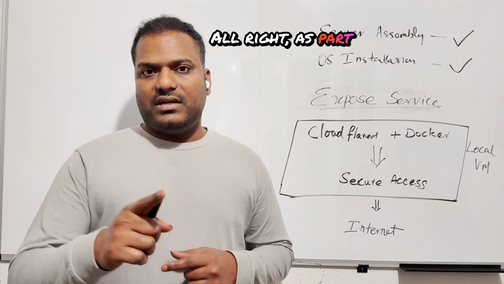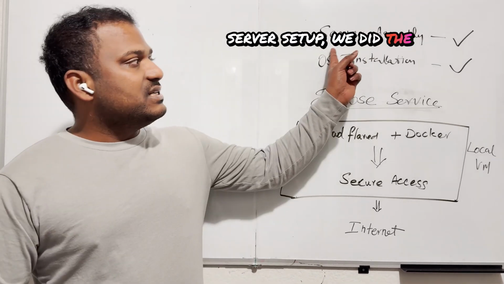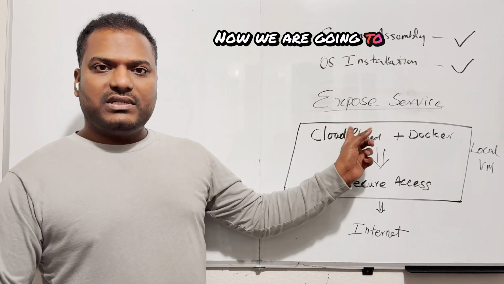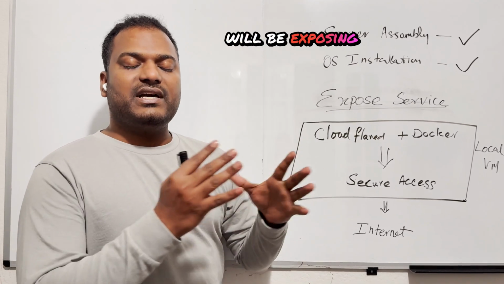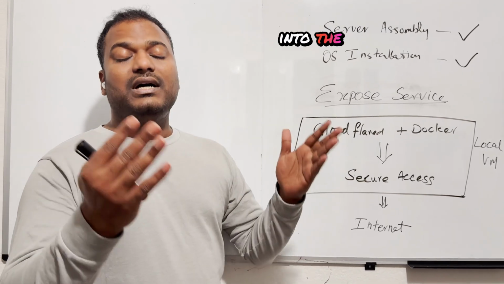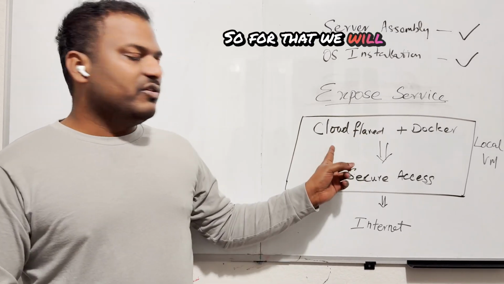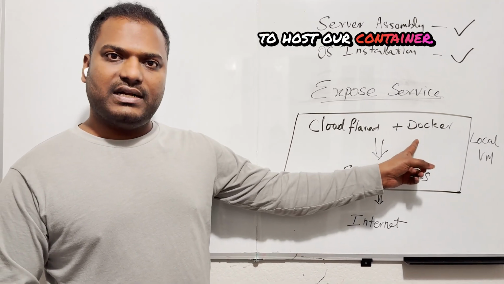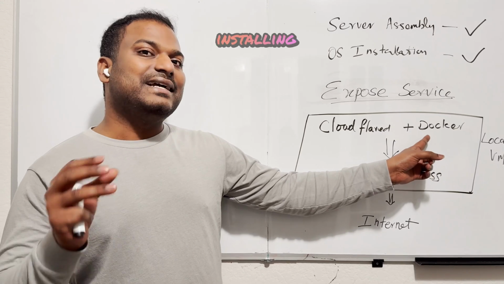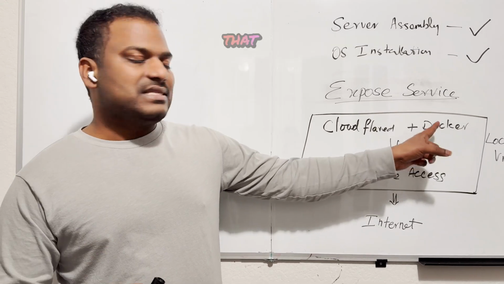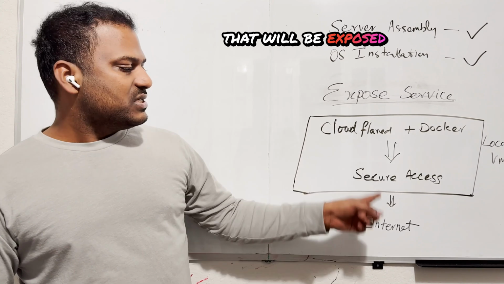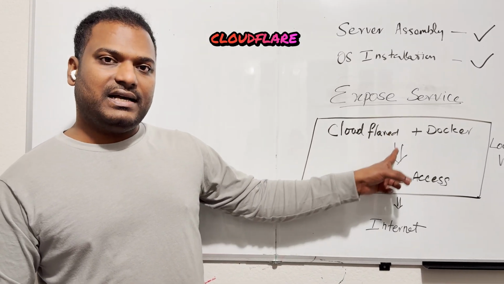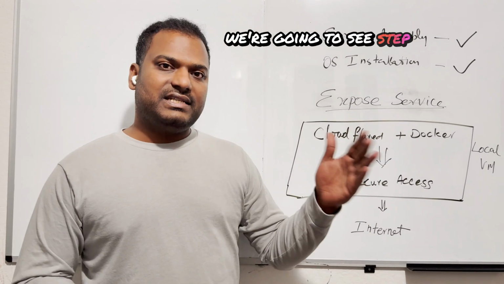Alright. As part of the home lab server setup, we did the server assembly and then we did an OS installation. Now we are going to see how we will be exposing our home lab server to the internet. For that, we will be using a Cloudflare service and Docker to host our container. In this Docker, we will be installing a simple software and that will be exposed outside to the internet securely through the Cloudflare tunnel. And that's what we're going to see step by step here.